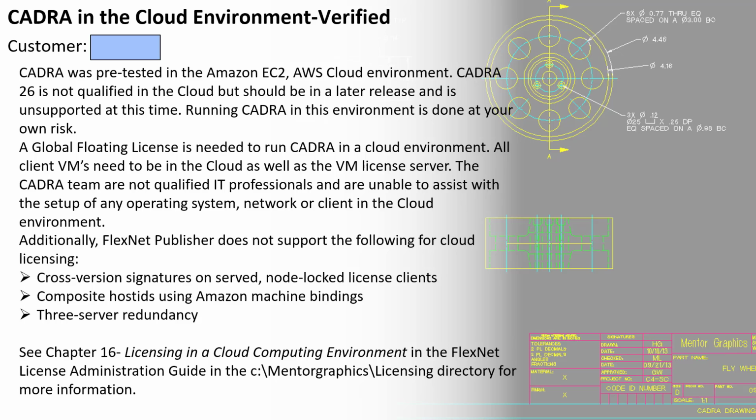The CADRA team is not qualified IT professionals and isn't able to assist in the setup of any operating system, network, or client in the cloud environment. Additionally, FlexNet Publisher does not support the following for cloud licensing: cross-version signatures on served node-locked license clients, composite host IDs using Amazon machine bindings, and three-server redundancy. If you would like more information on the cloud environment, please see Chapter 16, Licensing in the Cloud Computing Environment, in the FlexNet License Administration Guide, which is located in the Mentor Graphics Licensing Directory.